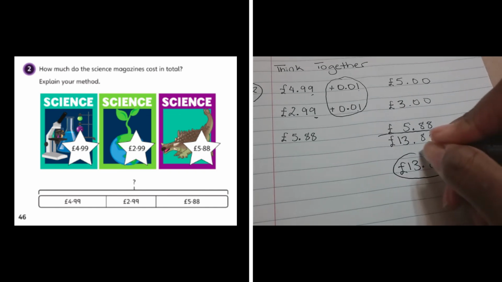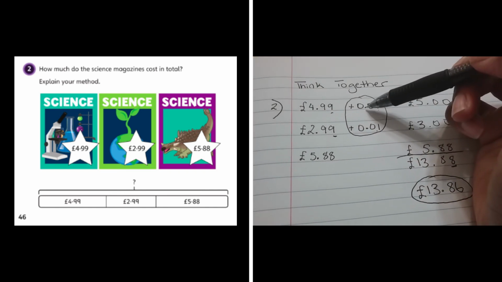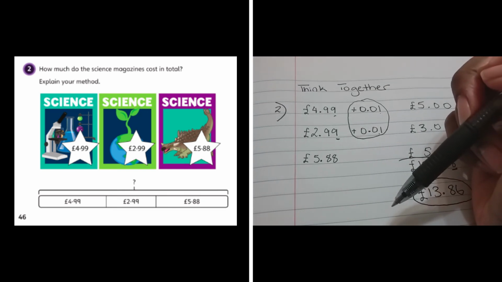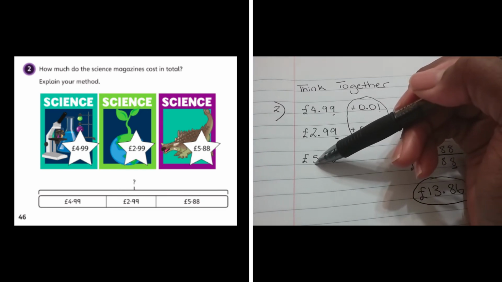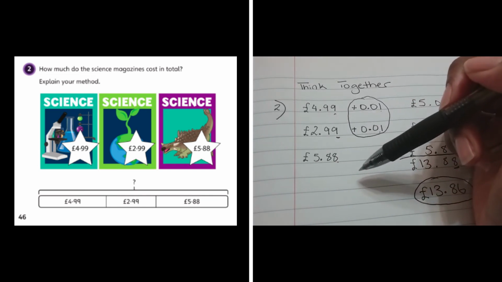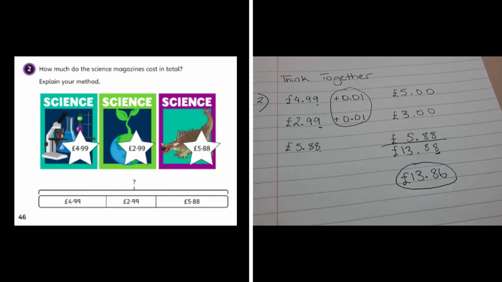Now, I did this all on paper, but the truth is I could have done this in my head by using this strategy. Because I just think 5 plus 3 is 8. 8 plus 5 is 13, and then I have my 88 cents. So £13.88, take off my 2 cents, and then I end up with 86 pence instead.